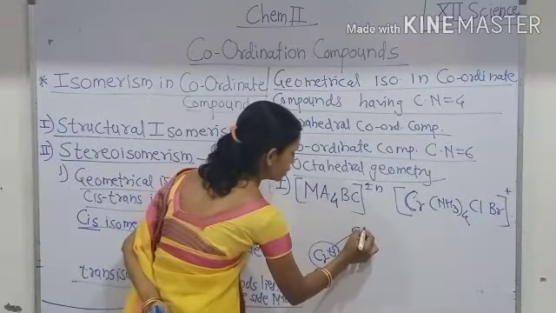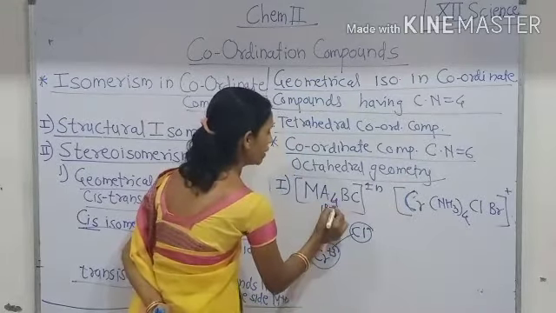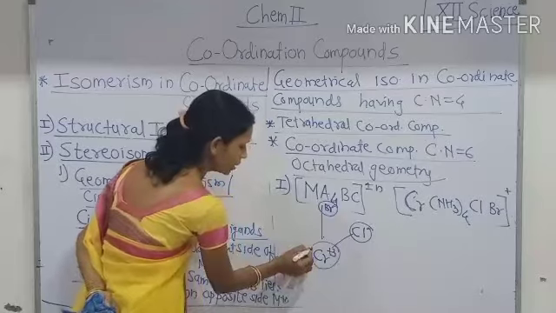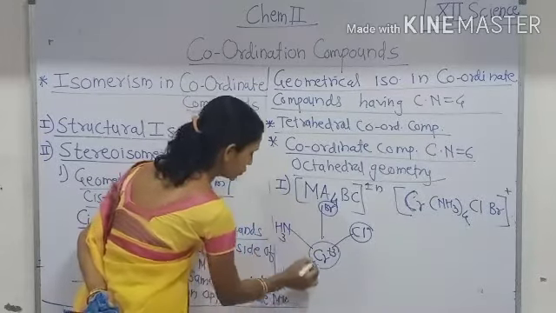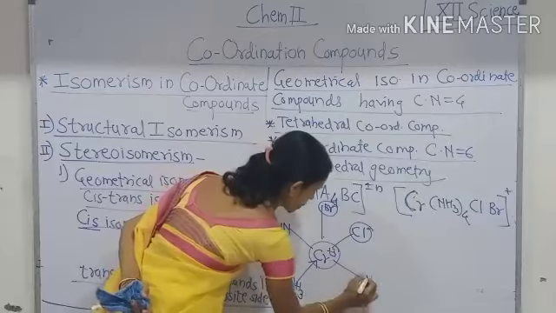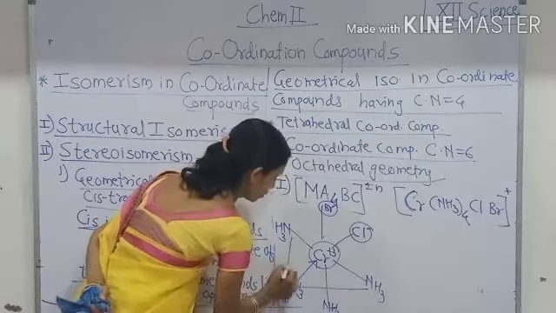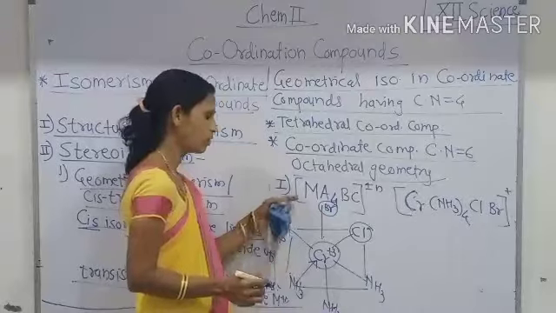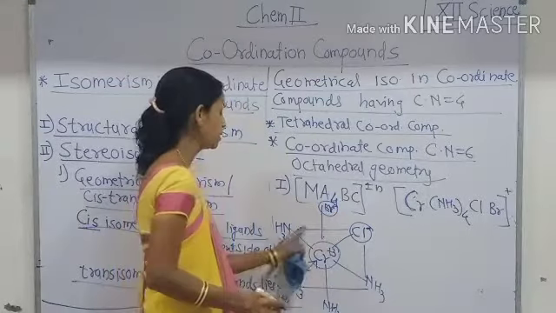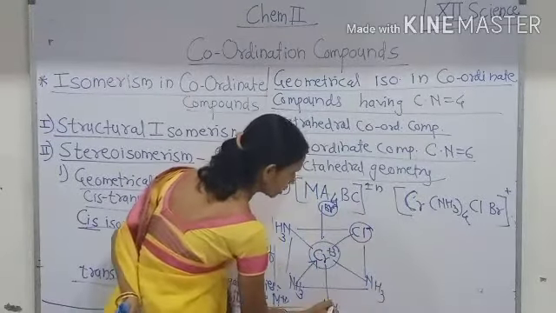And see here, when the Cl-, that is the chloro group, and the bromo group are at the adjacent side of the Cr3+ metal ion, and the remaining positions have NH3 groups, then it is a cis isomer of this type of complex. See here, Br- and Cl-, chloro and bromo groups, lie at the adjacent side of the Cr3+ ion, then it is a cis isomer.